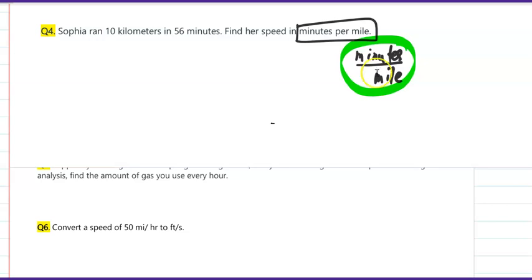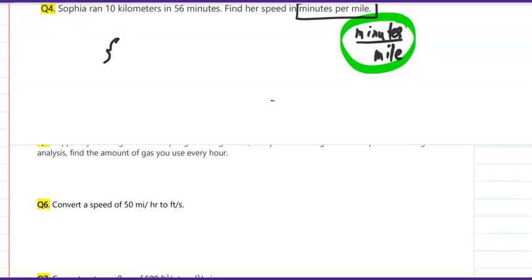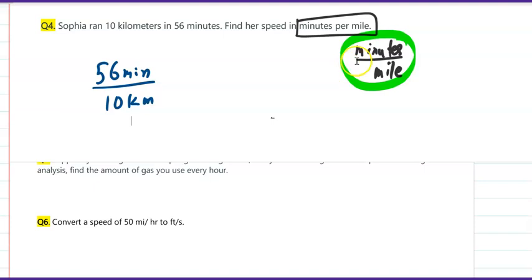So I need minutes on the top. How do I write this 10 kilometers in 56 minutes as a fraction? I do this: 56 minutes divided by 10 kilometers. In other words, she ran 10 kilometers in 56 minutes. But I need the answer with miles in the denominator, minutes in the numerator. I already have minutes in the numerator, but I need the miles in the denominator. So I got to change this kilometer to mile.